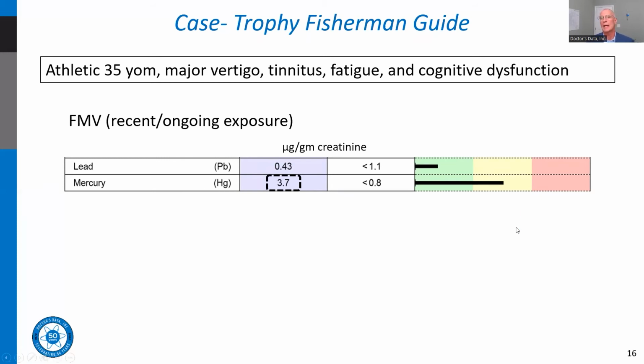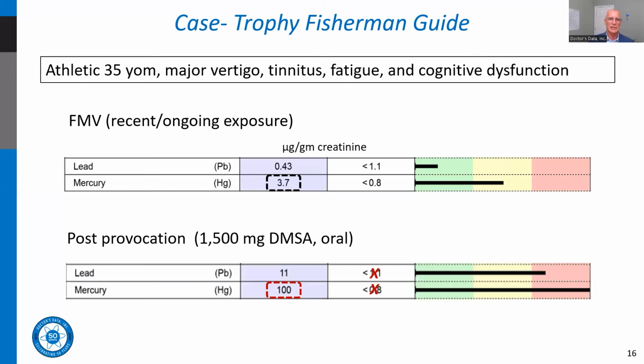Now, the doc went ahead and did a provocation using DMSA because of his symptoms and the ongoing exposure. She wanted to get an estimate of his net retention. So she did a post DMSA. It was 1,500 milligrams DMSA as a single oral bolus dose with a 6-hour urine collection. And sure enough, the estimate for mercury retention was about 100. So subtract the ongoing exposure, we're looking at about 96 microgram per gram creatinine as a baseline estimate of exposure.